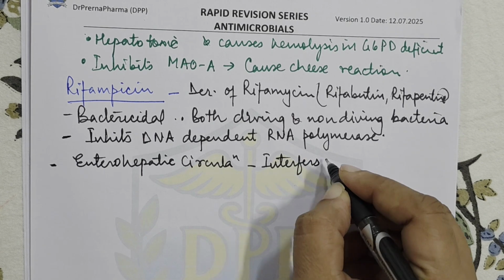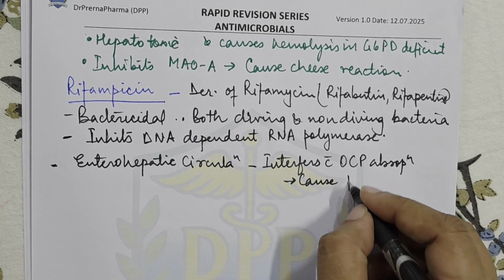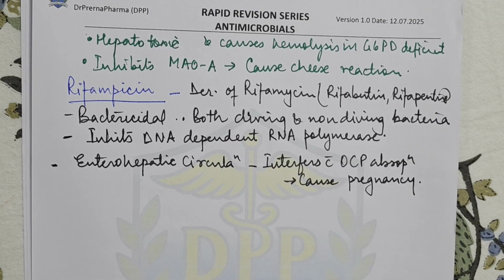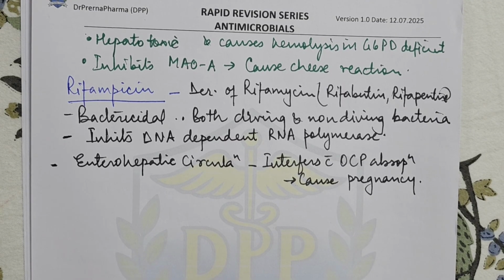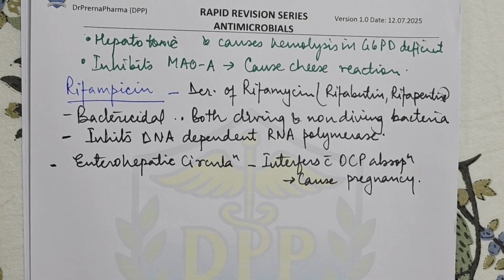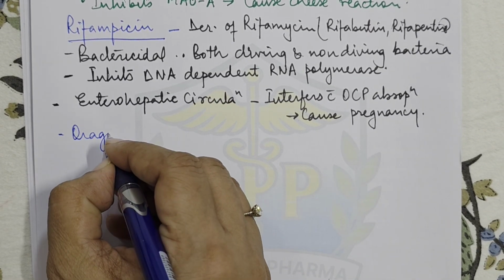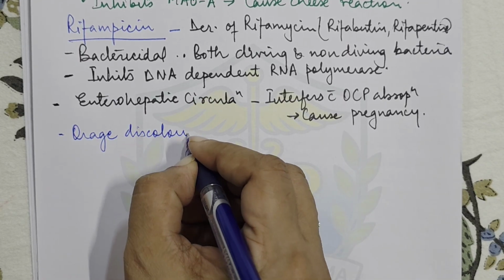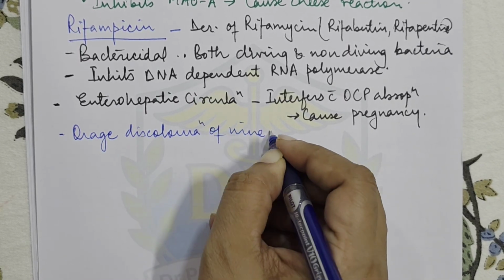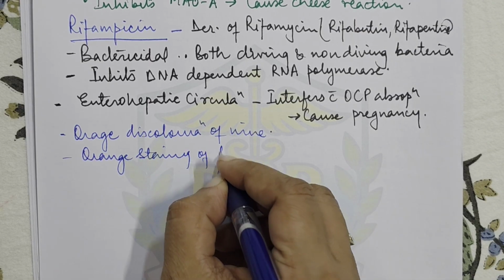interferes with the OCP absorption and causes pregnancy, because it causes failure of OCPs. So if a patient who wants to become pregnant, or who doesn't want to become pregnant and is on OCPs, is then started with ATT, then she can develop pregnancy also. Another important feature is it develops orange discoloration of urine. It can cause orange staining of contact lenses.